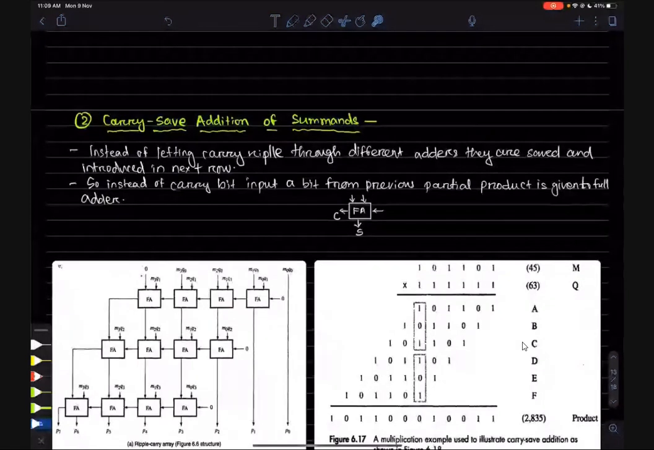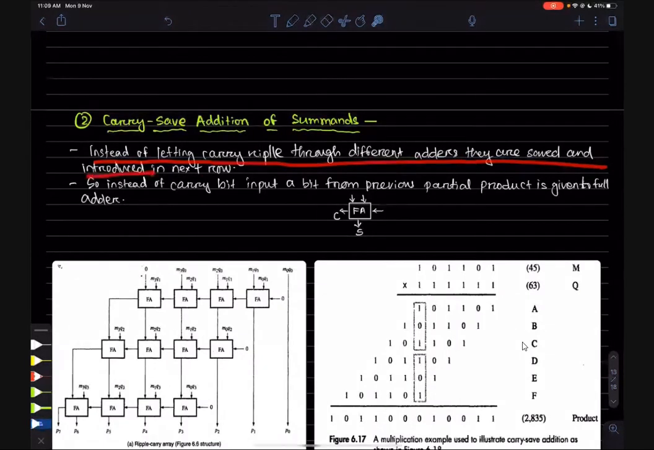That is the second technique, which is called carry save addition of summands. Carry save addition means, obviously from the name, that we will save the carry while we are doing the addition of the summands, the partial products. So what is the technique here? Instead of letting carry ripple through different adders, they are saved and introduced in the next row.